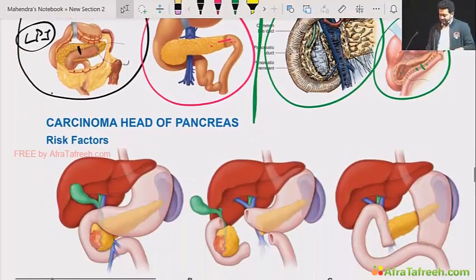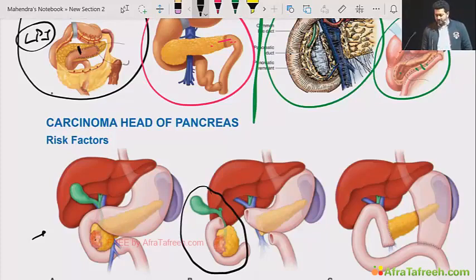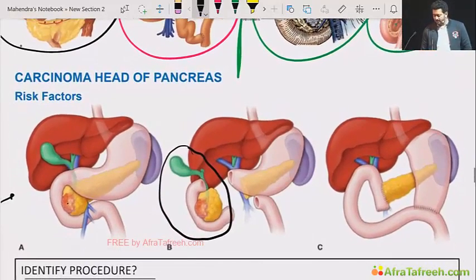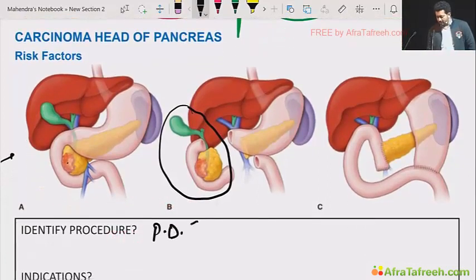What is this surgery? Past year's question. You can see there is a tumor, and you will remove this part. You will remove the gallbladder, CBD, duodenum, head of the pancreas, and a part of jejunum. This is pancreatico-duodenectomy, commonly known as Whipple's surgery.